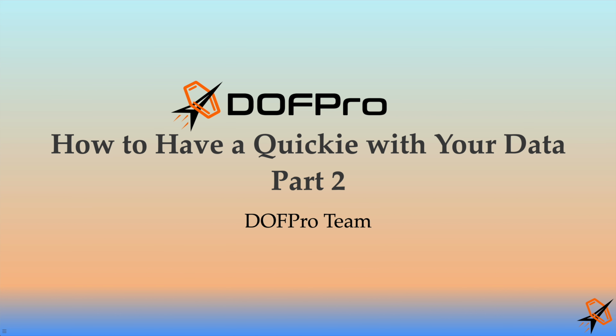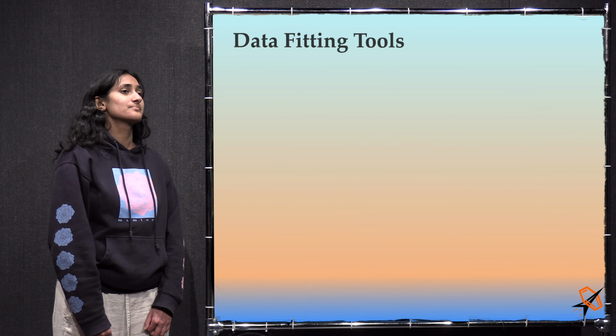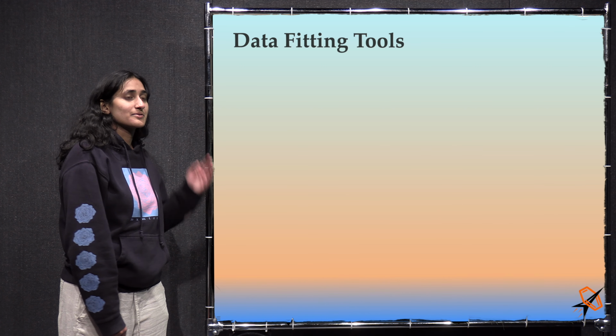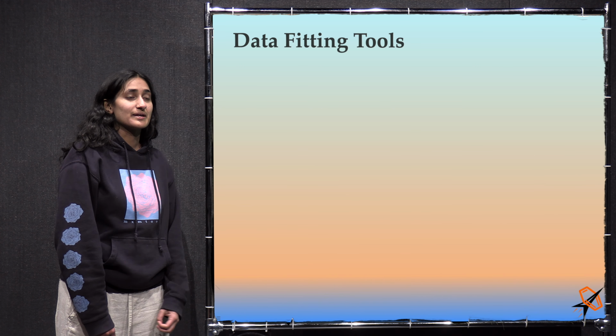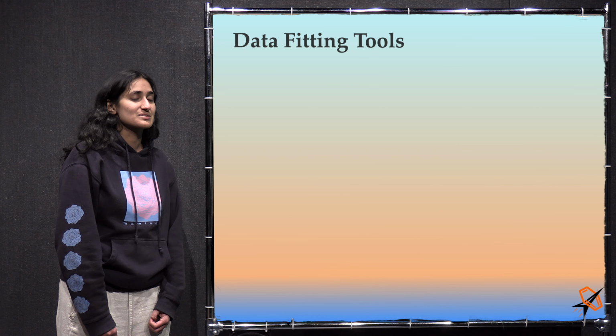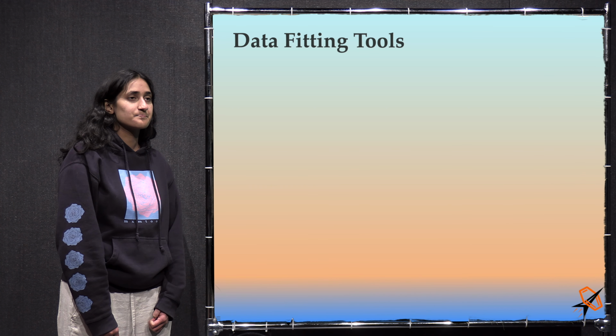How to Have a Quickie with Your Data Part 2 is an episode of the Degrees Freedom Project, videos on chemical and thermal principles. Definitions and additional details can be found in the webpage link in the description. The two videos, How to Have a Quickie with Your Data Part 1 and Part 2, quickly explain and demonstrate the three basic tools we will use to fit or characterize data with spreadsheets.